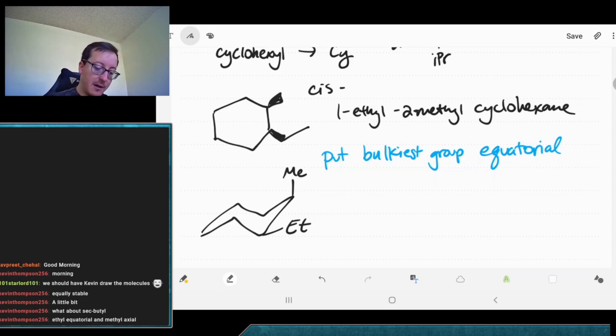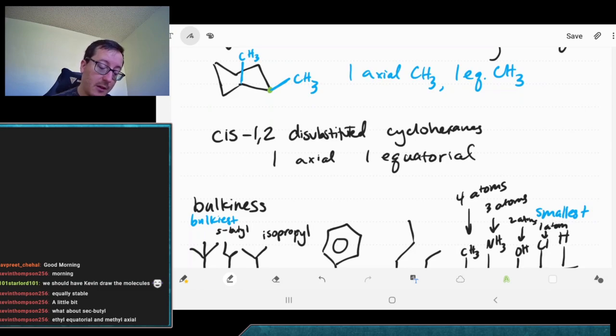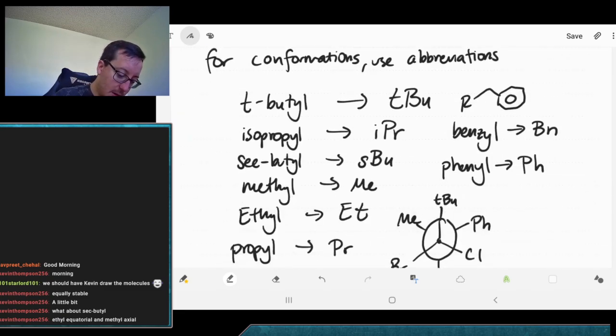So this is going to be our happiest chair. That'll be our good one. So we're going to end up with a happy situation here. That would be our most stable chair for this structure. So by just understanding the relationships that a cis 1,2 disubstituted cyclohexane is going to give us one axial, one equatorial, we can see what trans will give us.